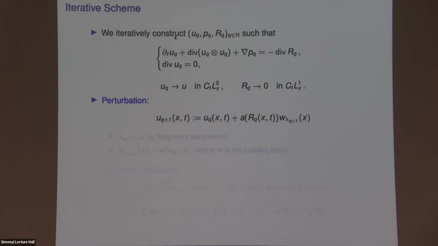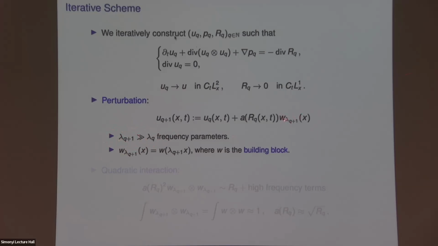Now, here is how we perturb solutions at the q-th step of the iteration in order to get the (q+1)-th approximation of the Euler equation. So we add a term with this structure. Here, lambda_q just denotes the typical frequency at the q-th step of the iteration. And this is an increasing sequence, and it's increasing quicker than exponential.